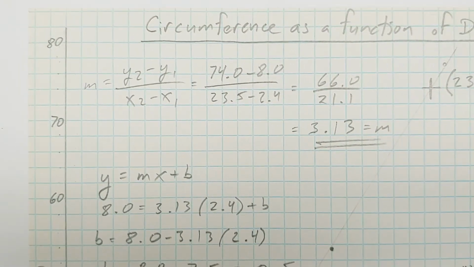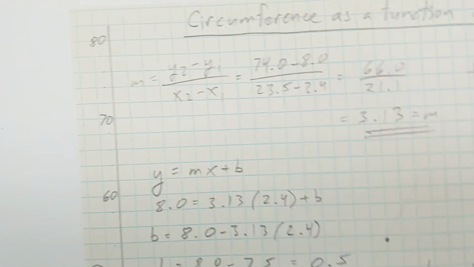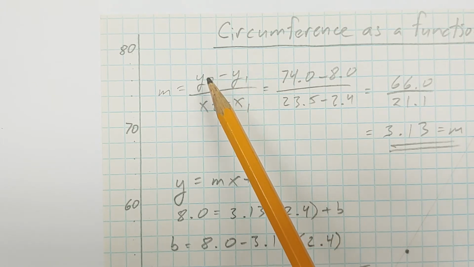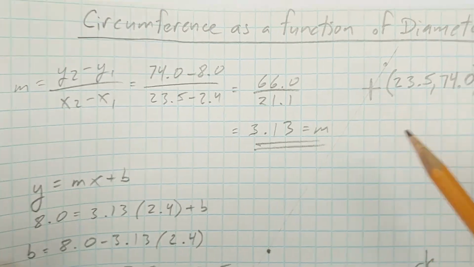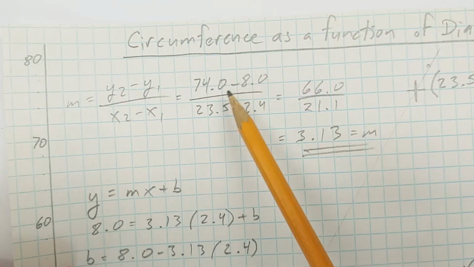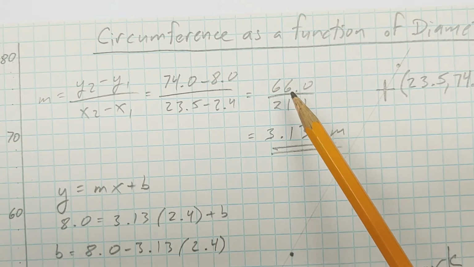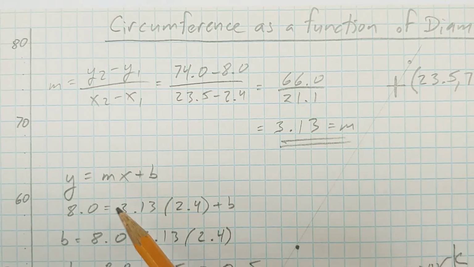Hopefully that is review, but just in case it's not, very quickly, slope is rise over run, so the change in the y value over the change in the x value. So I took my two endpoints, subtracted my y values, subtracted my x values, divided, and I got a slope of 3.13. So that gives me my m, my slope.